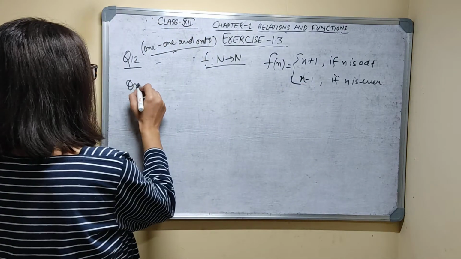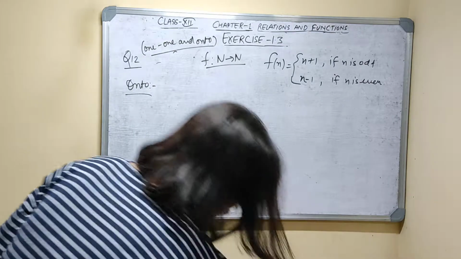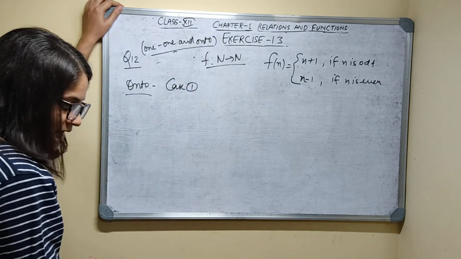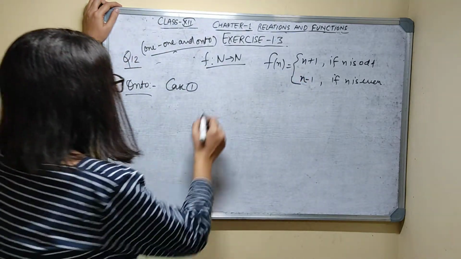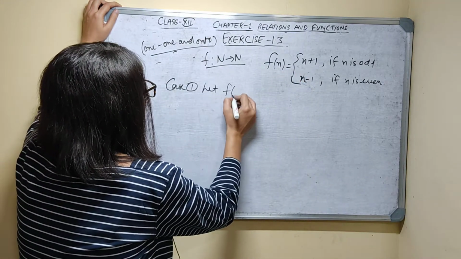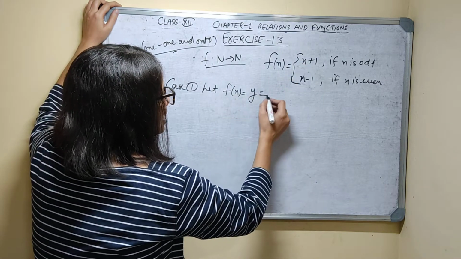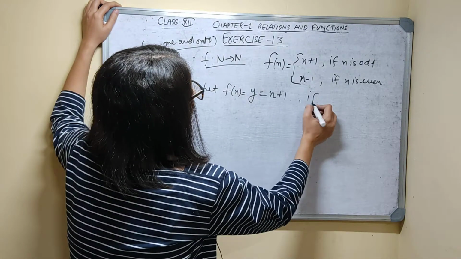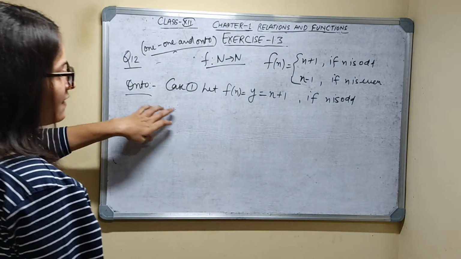You have to prove that it is onto also. So how will you do it for an onto function? Case number 1. Let f of n be y, and y is equal to n plus 1 if n is odd. Both functions I will take. Like this only we proceed.